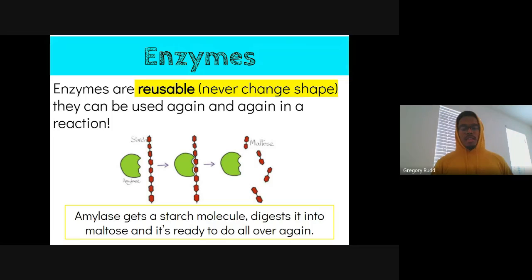So we've got an image here that I'll talk about briefly, and then there's a question on the next slide. The description says amylase gets a starch molecule, digests it into maltose, and it's ready to do it all over again. So what we're seeing is amylase is an enzyme, this big green thing. That's your enzyme. This enzyme specifically is used to break down starch, which is represented by this red chain here. So as amylase breaks down starch, as we can see, all these chains get separated. What's created is called maltose.